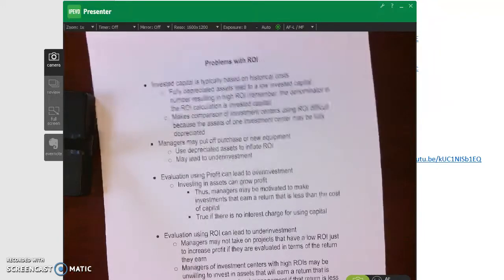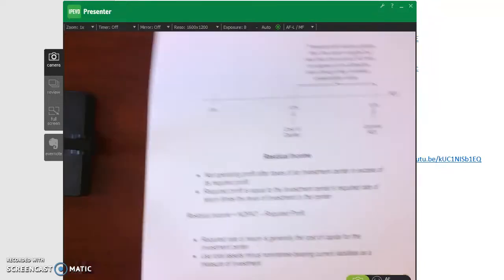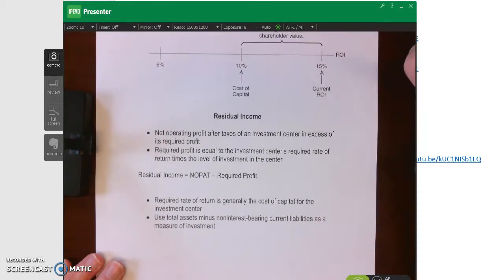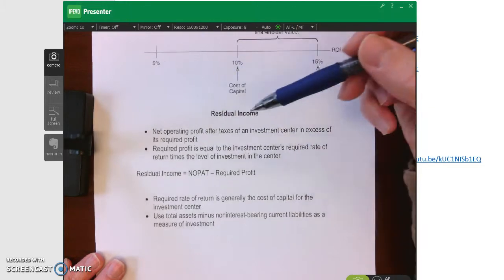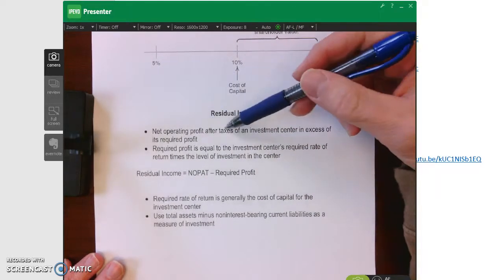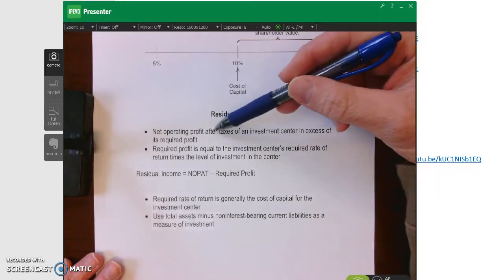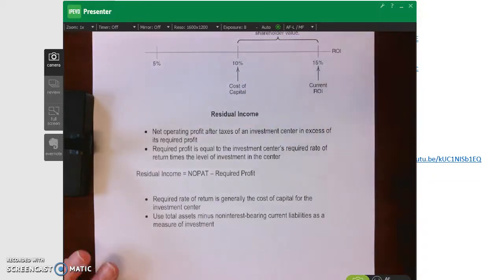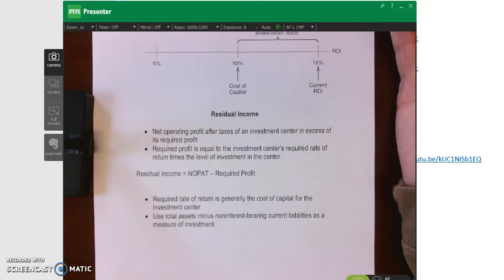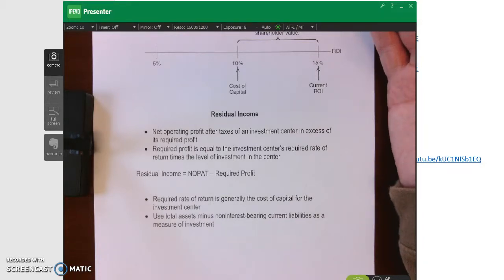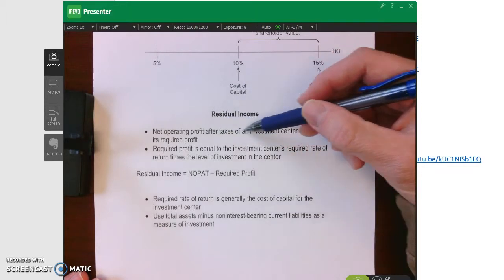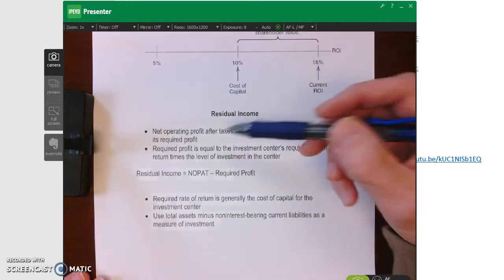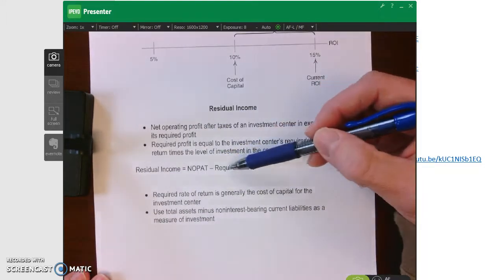Finally, we can talk about residual income. That's the next thing that I want to talk about. When we talk about residual income, we're talking about what an investment center earns in terms of NOPAT, its net operating profit after taxes, in excess of what it should be earning. I often look at residual income as a form of variance analysis. What we're saying is, here's what you did earn versus what you should have earned. So we take our NOPAT minus our required profit.